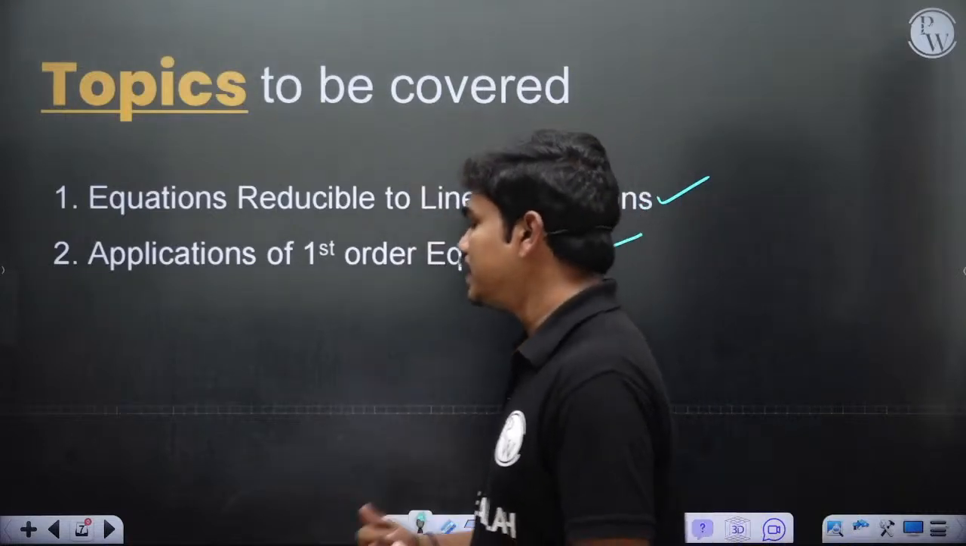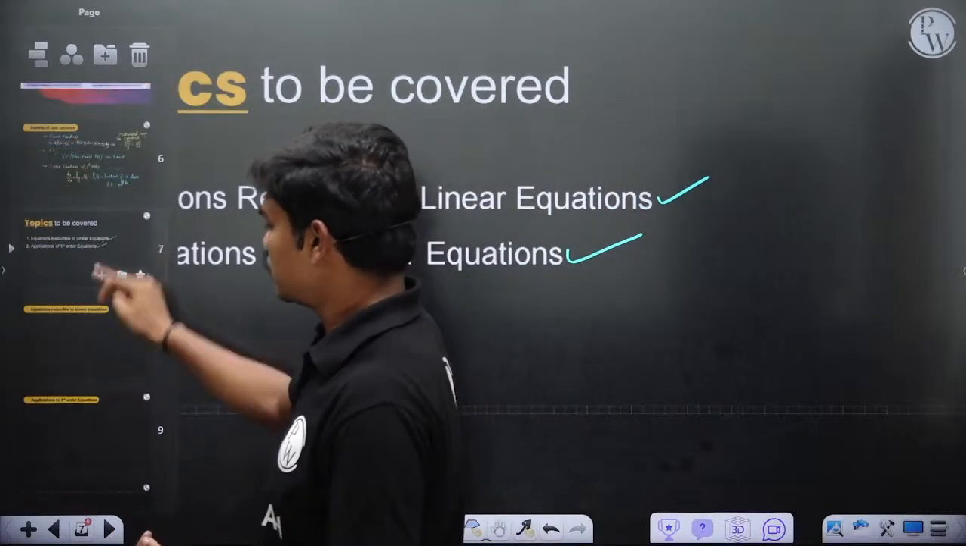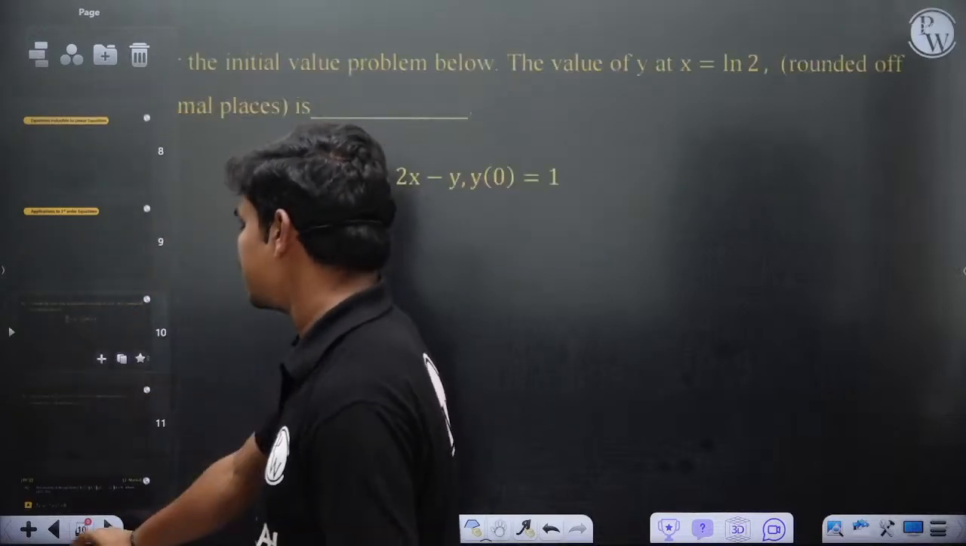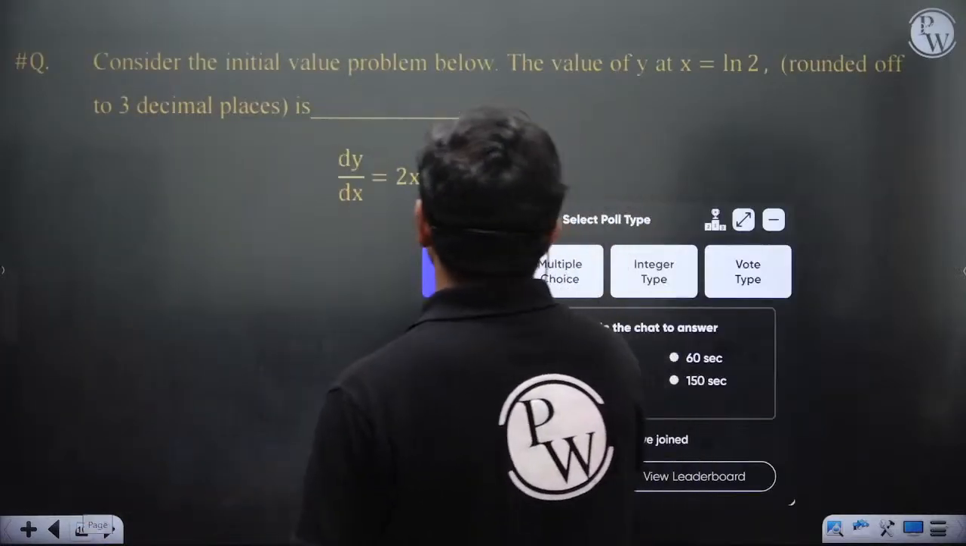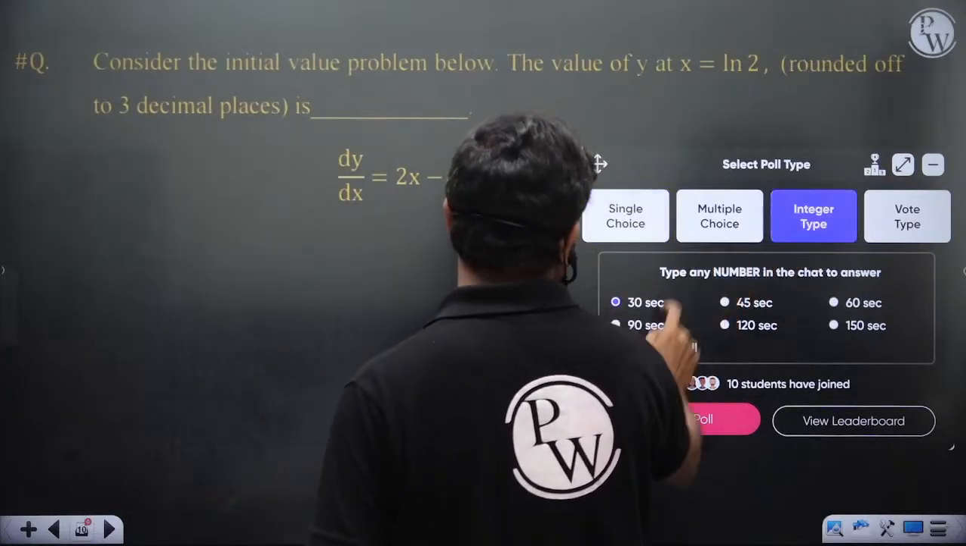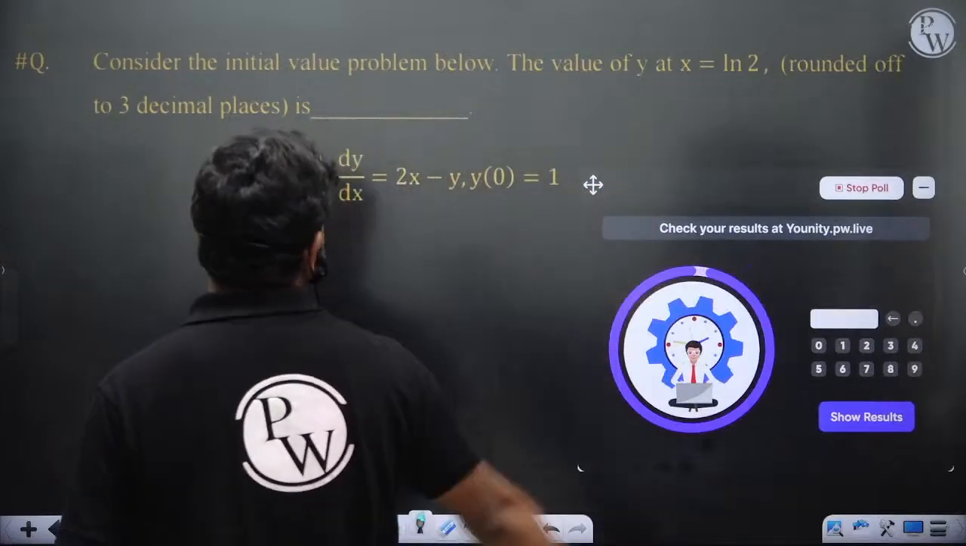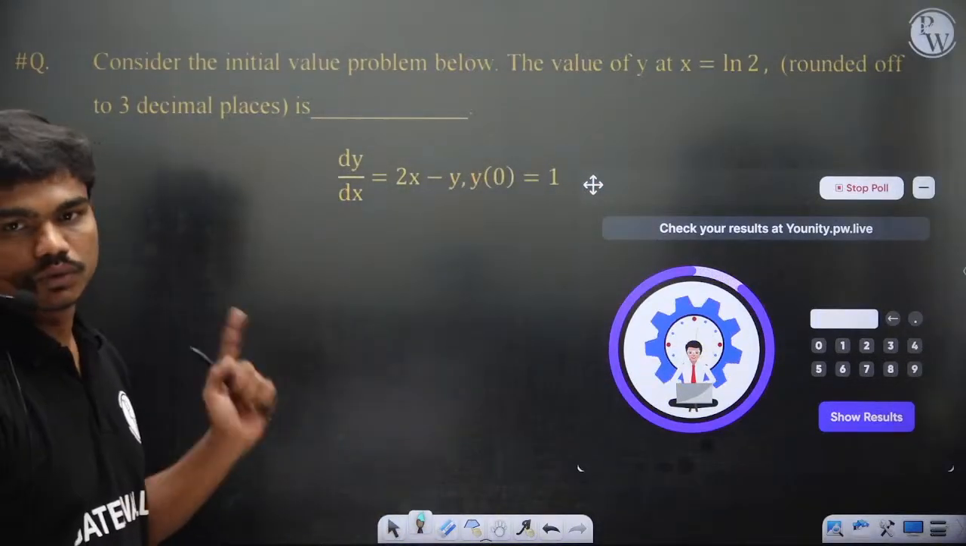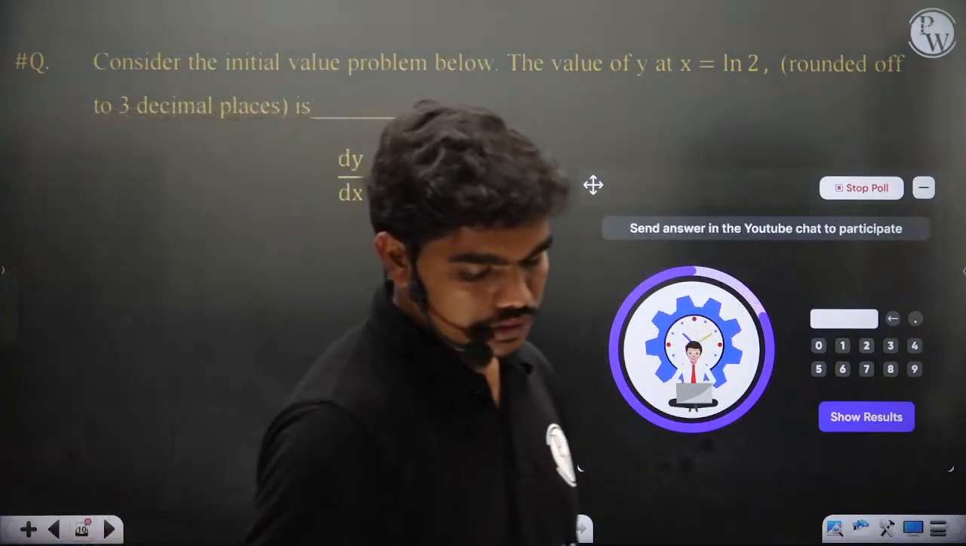Before this, let's go for the homework since some of you are excited. What is the answer for this question? I've asked you to enter it up to 3 decimal places, so you have 30 seconds. If you have solved it, then enter the answer. This is the homework question I've given you. Come on, solve this.